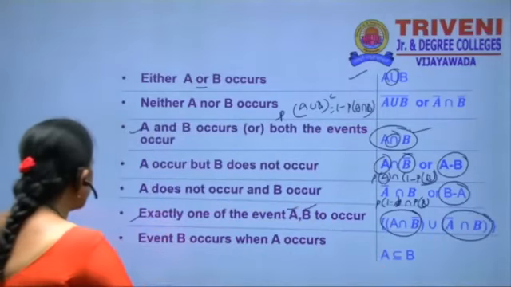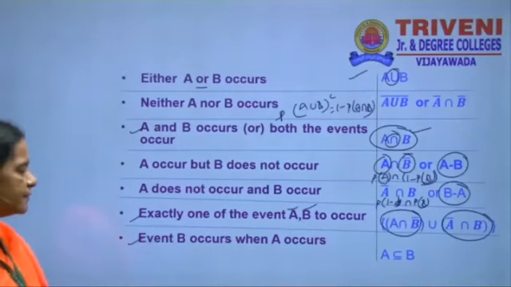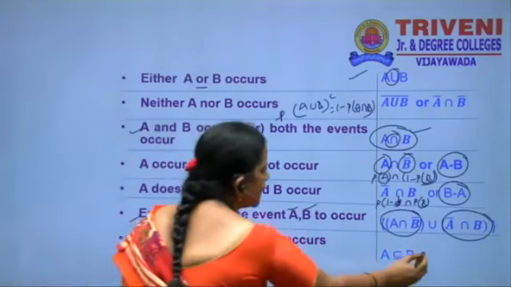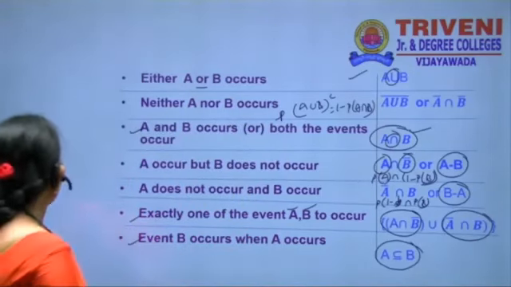And then the last one is the event of B occurs when A occurs. That we have to write here as A containing B. It can be written as A containing B.